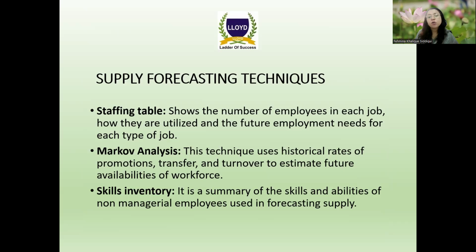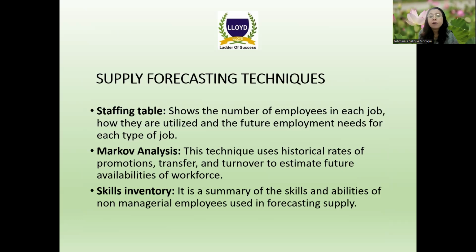The first technique is called the staffing table. What is a staffing table? A staffing table shows us the number of employees in each job, how they are utilized, and the future employment needs for each type of job. So we have a staffing table made by the HR department. And for each job, we can see how many employees are available and whether they are overutilized or underutilized in the job.